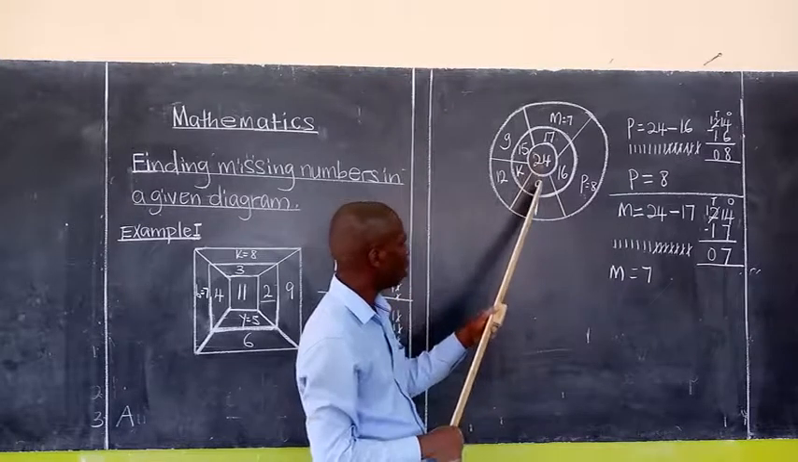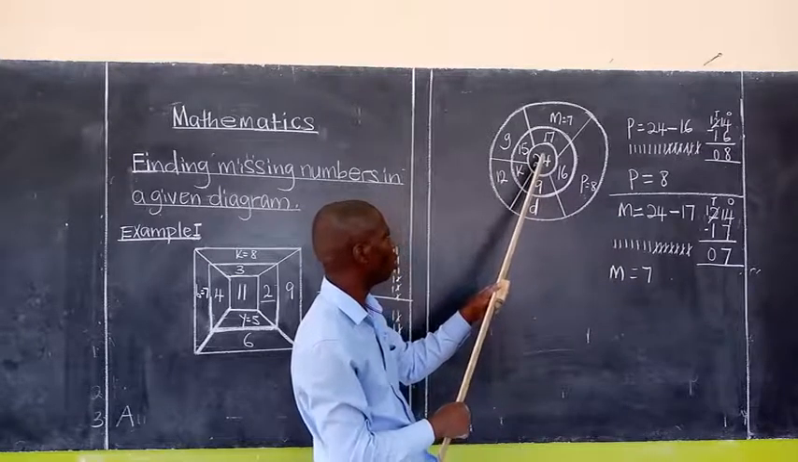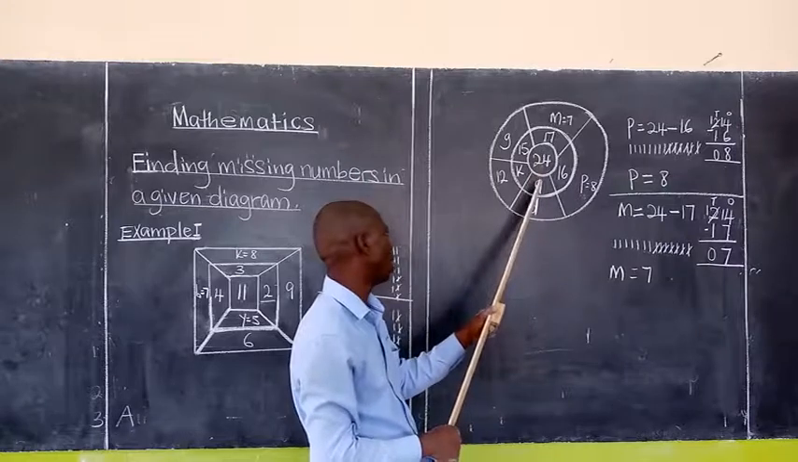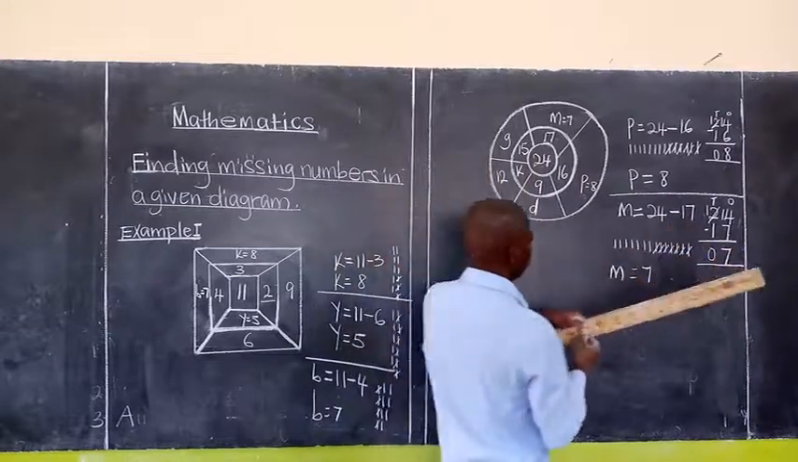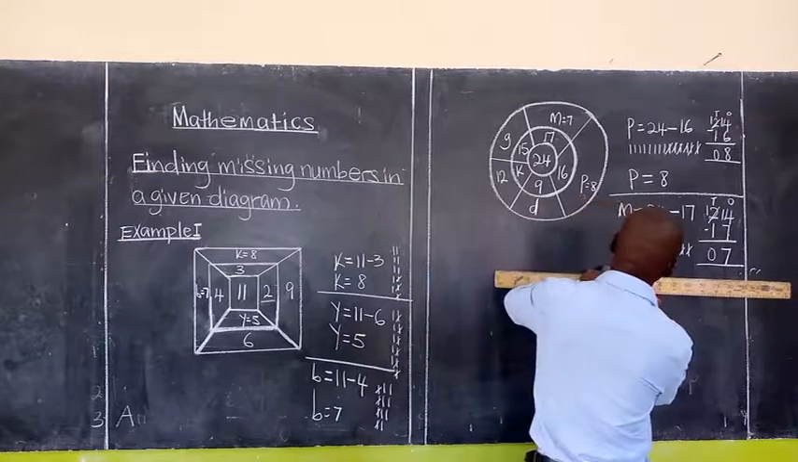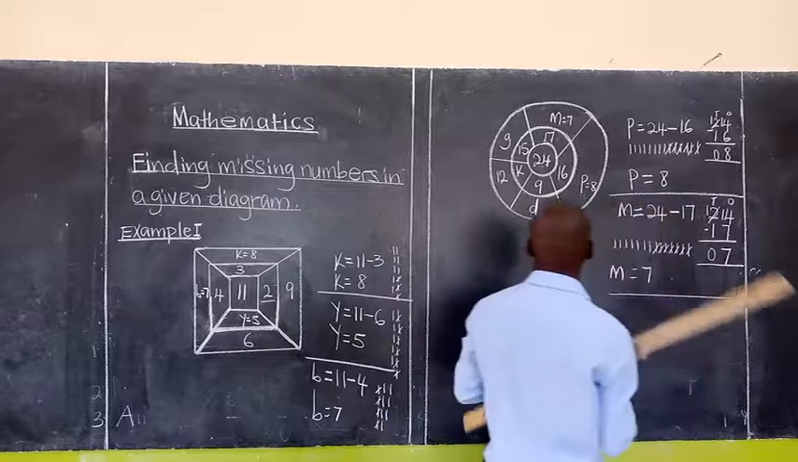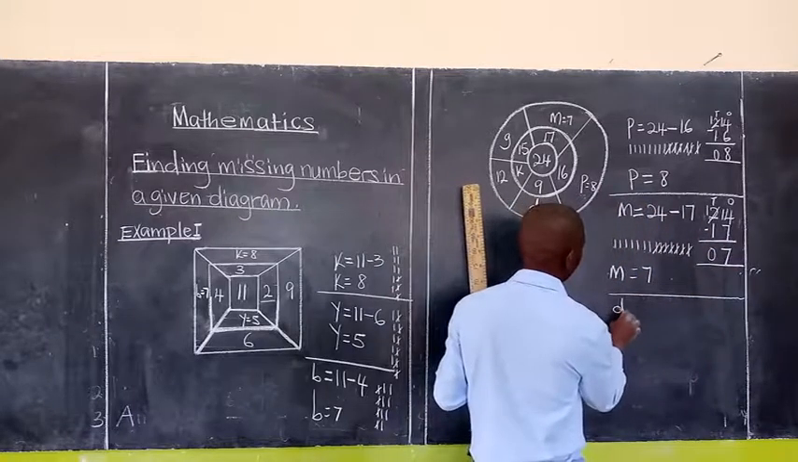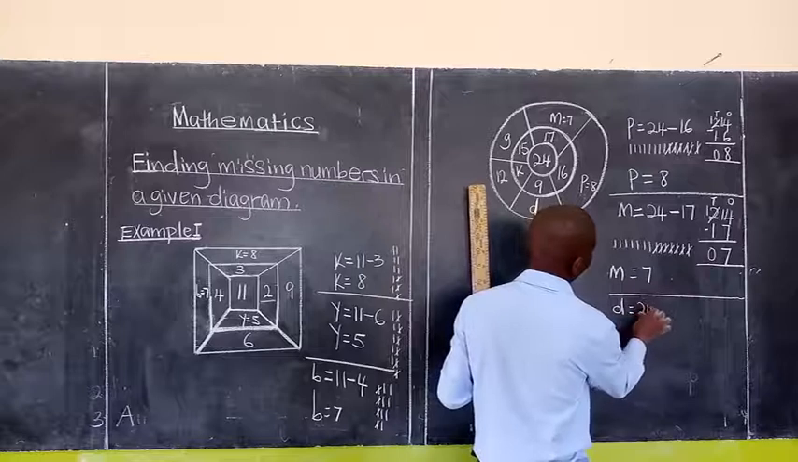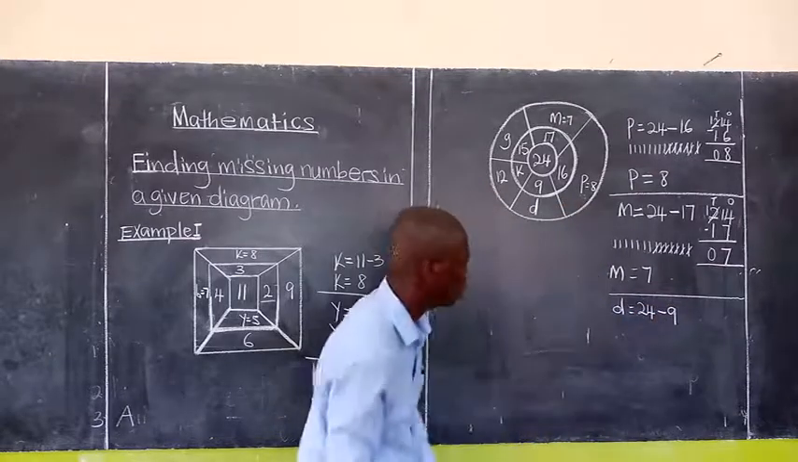What do you add to 9 to get 24? What do we do? We shall say 24, take away 9. And what we get is the value of D. So D equals 24, take away 9.